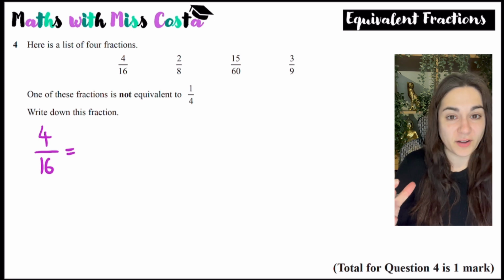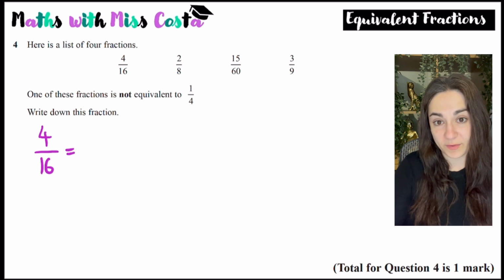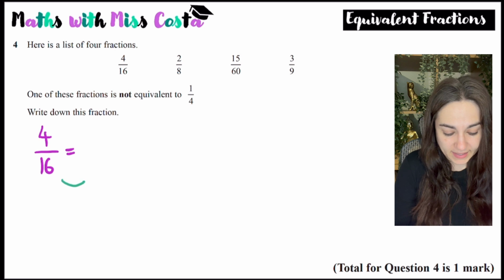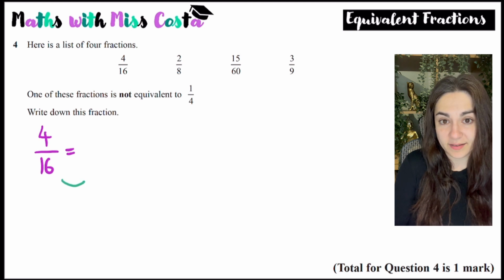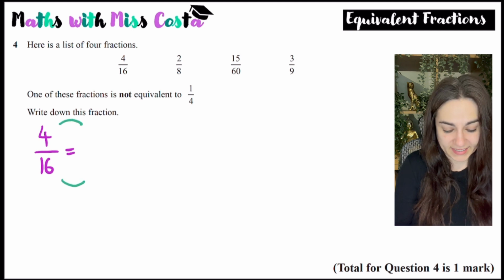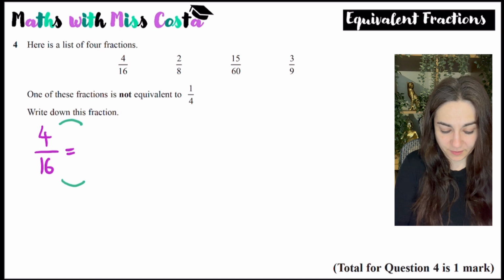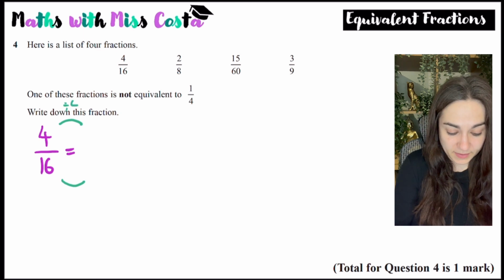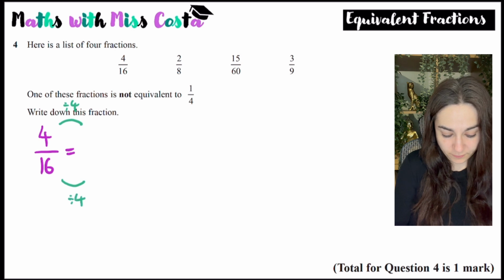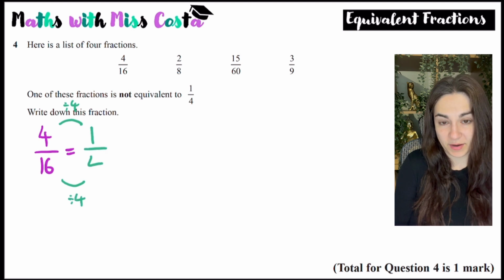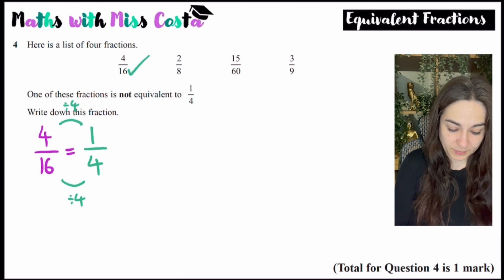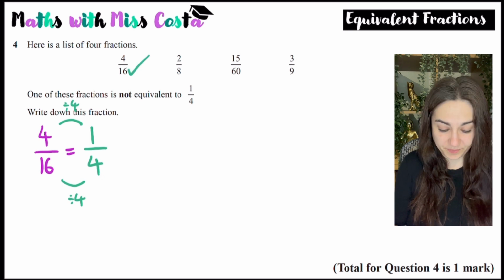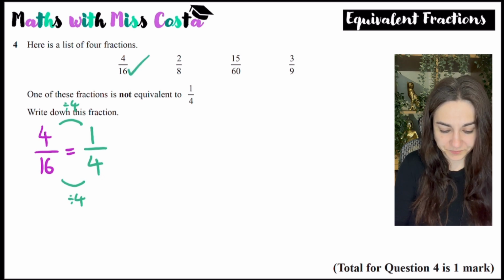Now, when I'm simplifying fractions or finding equivalent fractions, all I'm doing is dividing both the numerator, the top of the fraction, and the denominator by the same number. So 4 and 16, the largest number I can think of that fits into both of them is 4. So if I divide 4 by 4, I end up with 1. And if I divide 16 by 4, I end up with 4. So I know that this is equivalent to a quarter.